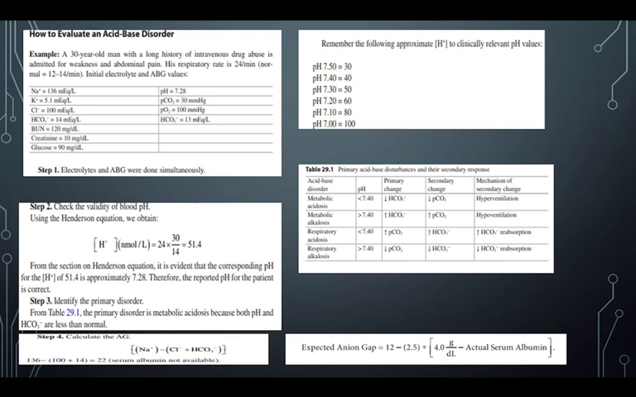You have to identify the primary disorder. The pH is low, the bicarbonate is low, so it is a metabolic acidosis. Then you have to calculate the anion gap. The anion gap is calculated by sodium minus chloride plus bicarbonate. And if there is low albumin, you have to do the correction for albumin as well. The correction is 12 or 10 minus albumin, times 2.5. For every 1 gram drop in serum albumin, the anion gap goes down by 2.5, so you have to look at the albumin value and correct accordingly.